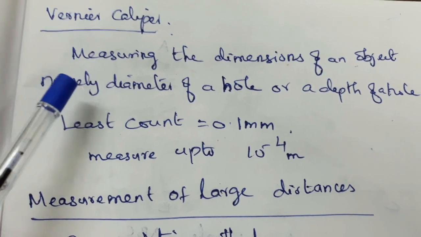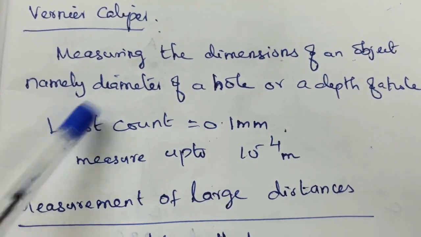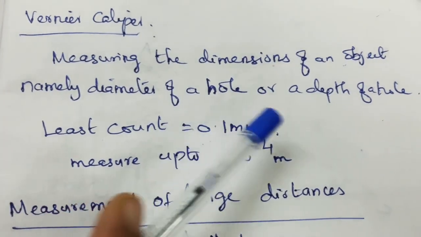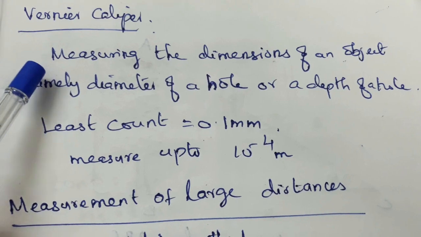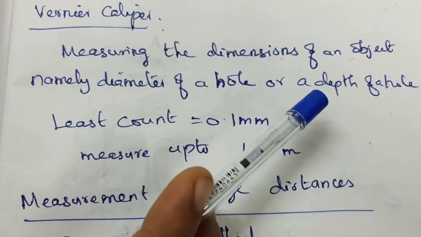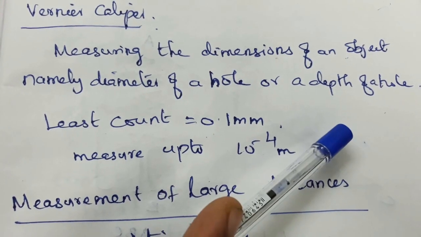Vernier caliper is an instrument used for measuring the dimensions of an object, namely the diameter of a hole or the depth of a hole.